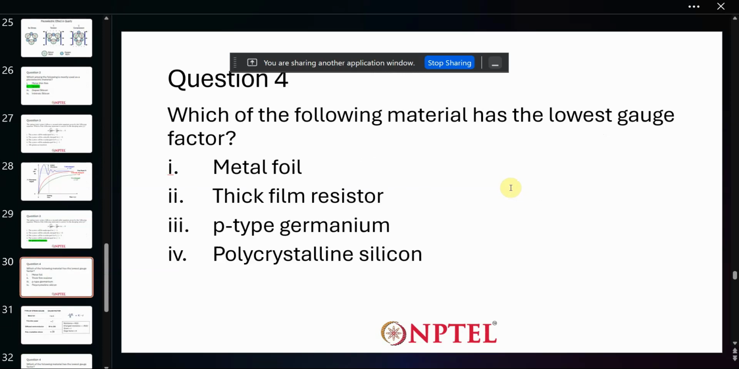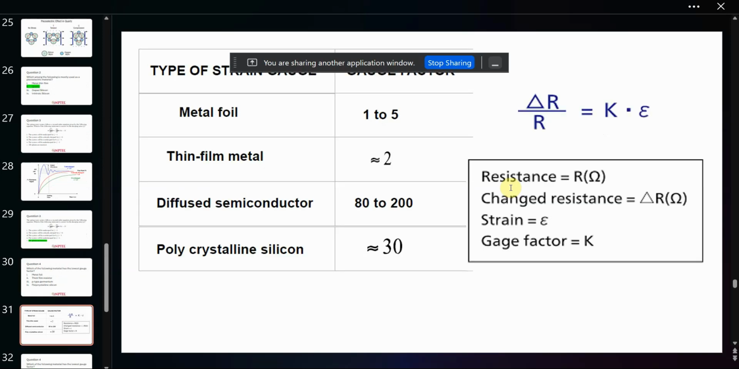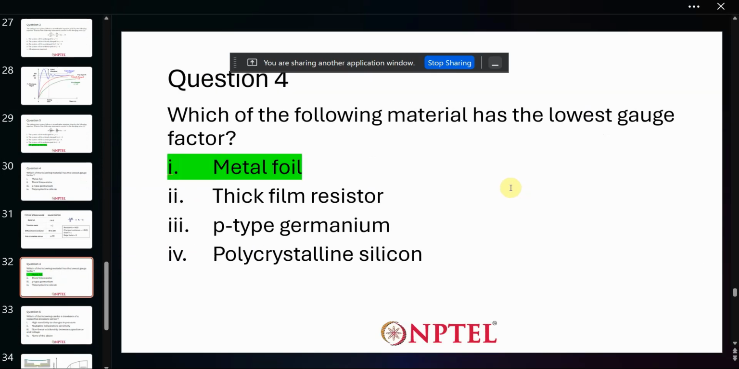Again, this is from the lecture slide. Which of the following materials has the lowest gauge factor? Metal foil, thin film resistor, thick film resistor, p-type germanium, and polycrystalline silicon. We all know the answer: the gauge factor is 1, that is metal foil.